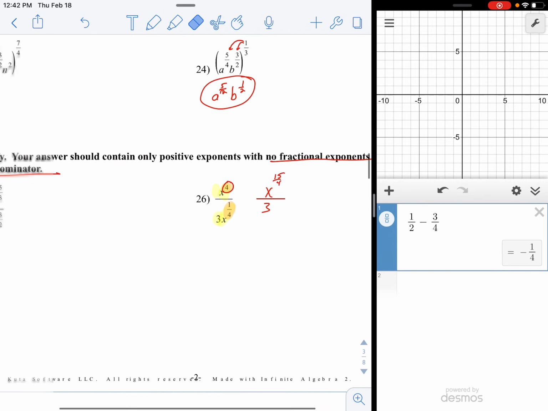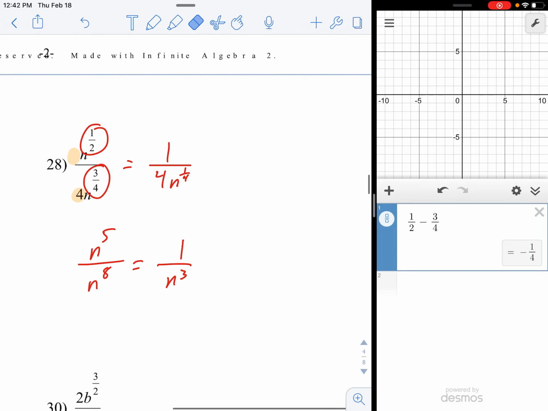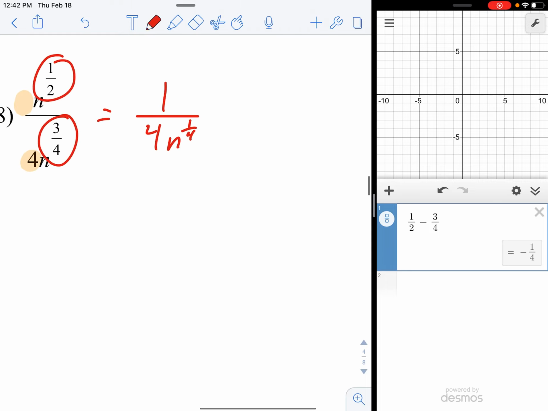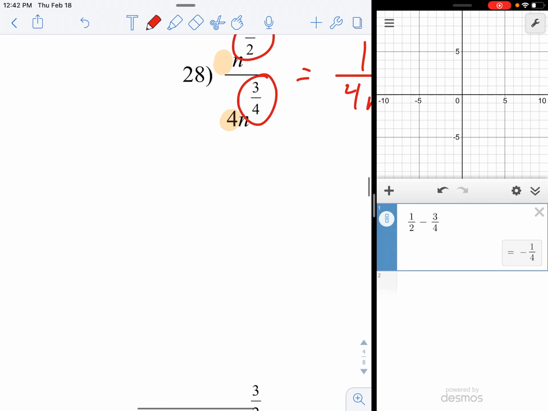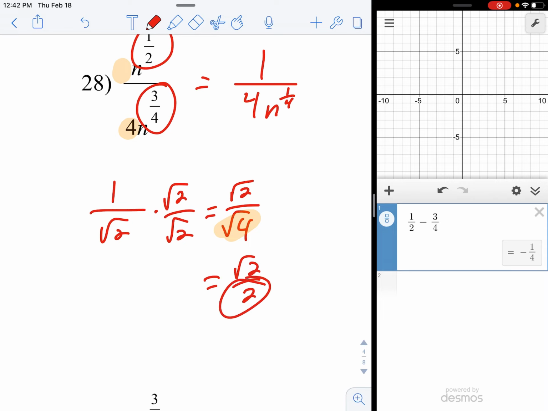No fractional exponents in the denominator. So we need to now rationalize this. That was just a miscellaneous example. How do you deal with this? Well, remember when we did it with roots, if you had something like, let me keep it simple, 1 over the square root of 2, we just multiplied by square root of 2 over square root of 2. That gave us square root of 2 on top, square root of 4 on the bottom, and the square root of 4 is 2. It's a perfect square. And now there's no root in the bottom.